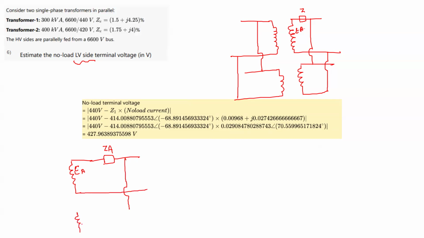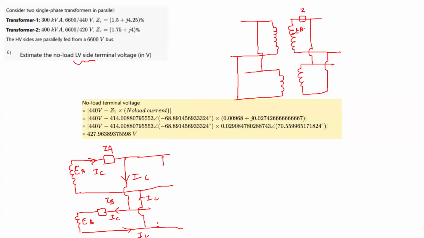Now this is EB, this is ZB, this is the current here. Now current is flowing like this. This is IC, then IC is going here, then IC is coming out here, then IC is going here. So they're asking you to find what? They're asking you to find this voltage, VA. This is also VA because this is parallel.